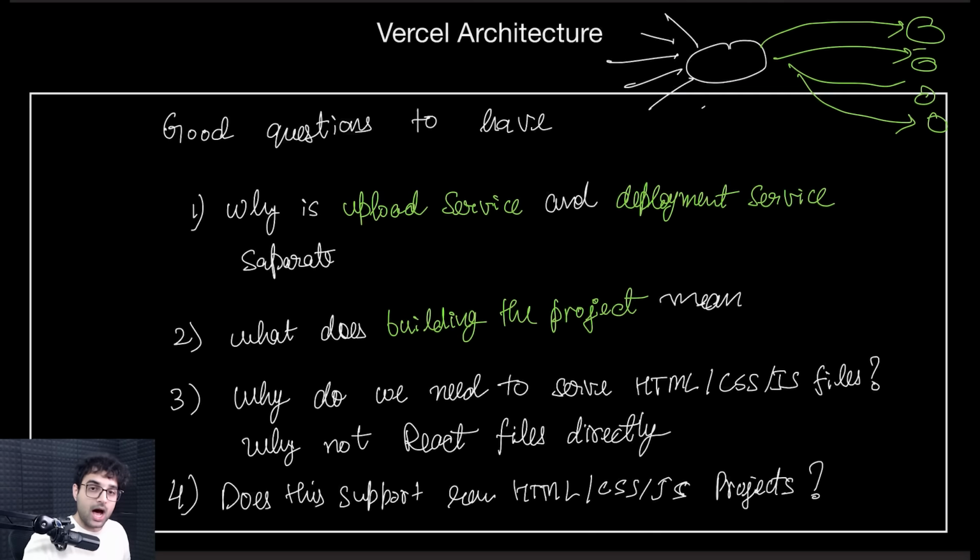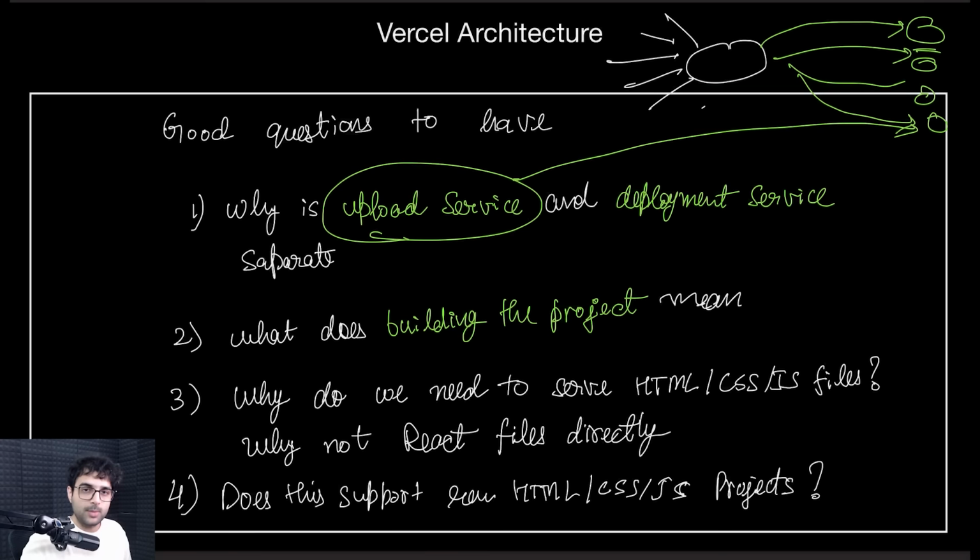They are also running arbitrary code. When you run npm run build, you are taking whatever the user uploaded and running npm run build on it. You are converting their React project into HTML, CSS and JavaScript. You want to do this in an isolated manner, which is why you should separate the upload service, the simple stuff, and the deployment service, the extremely complicated stuff.